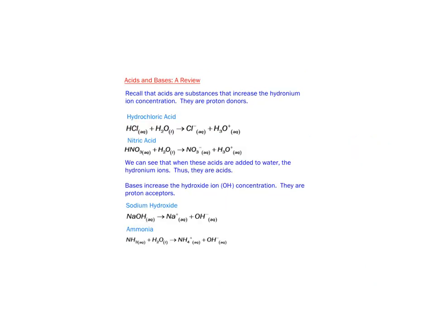All right, now let's take a look at some more acids and some more bases. Recall that acids are substances that increase the hydronium ion concentration. They are proton donors. So there's hydrochloric acid. If it was added to water, we would get chloride plus hydronium ion. Nitric acid, same thing. We would get the nitrate ion and the hydronium ion.